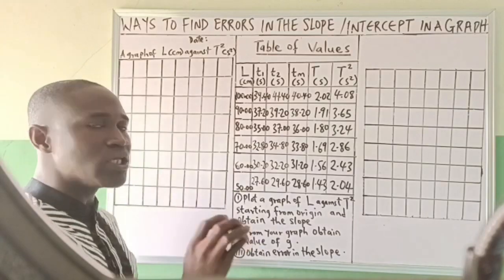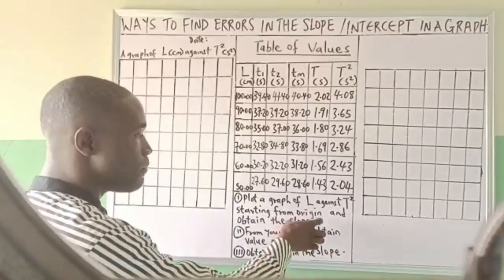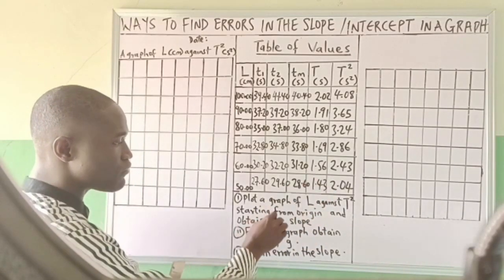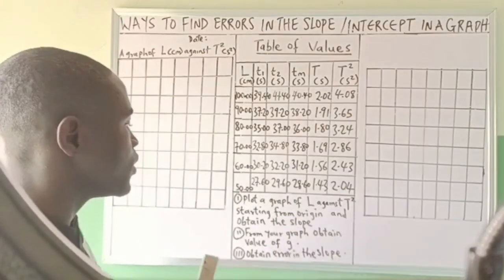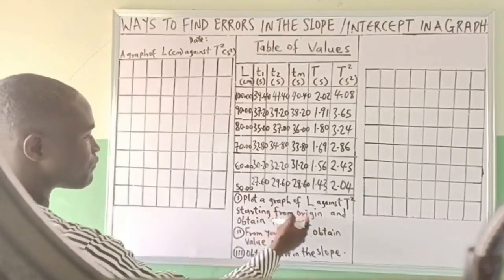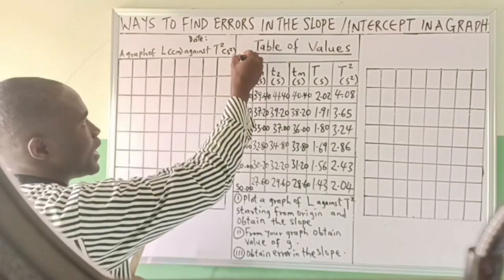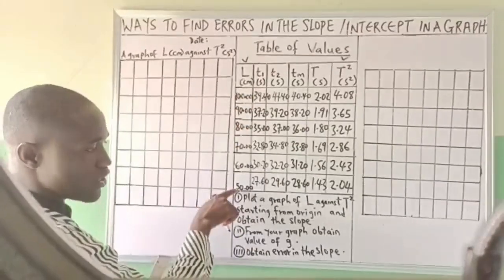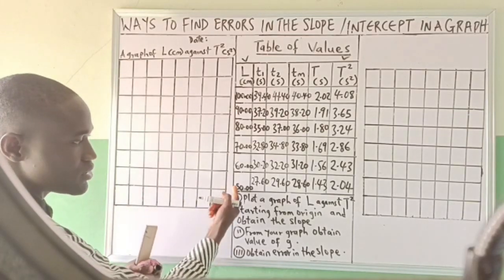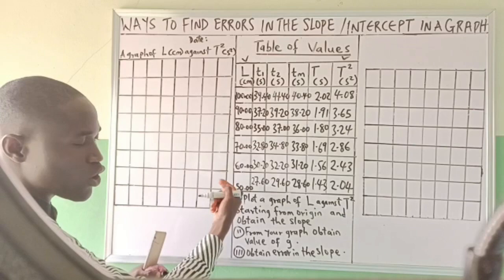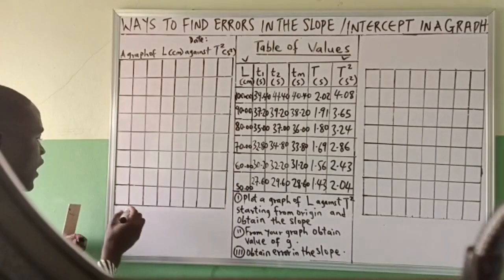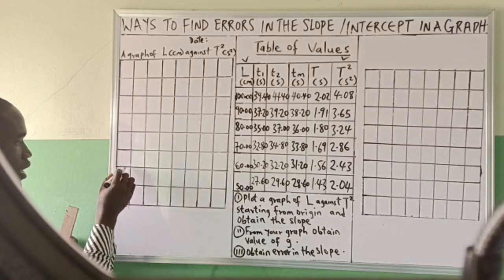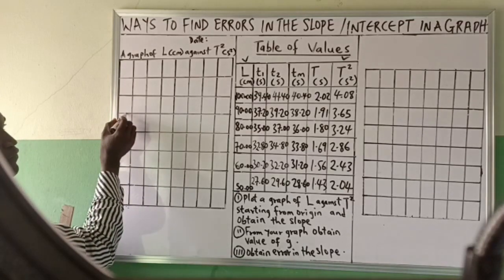Now, we will use the knowledge we've gotten from that video to sort this issue. Number one, plot a graph of L against T squared starting from origin and obtain the slope. Let's see how to do it. Starting from origin, we are plotting L against T squared. First thing you ask yourself is, for this L, the lowest is 50. Is 50 close to 0? No. That means if you put 0 here, 10, 20, 30, 40, 50, look at where 50 will be falling.